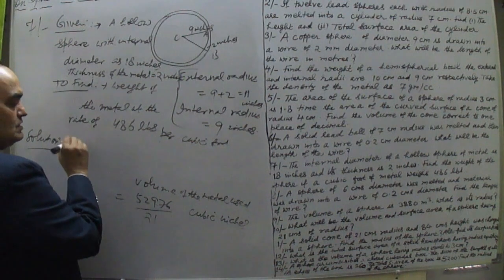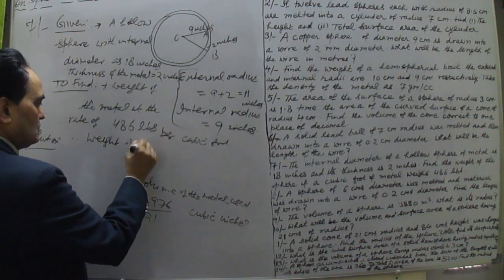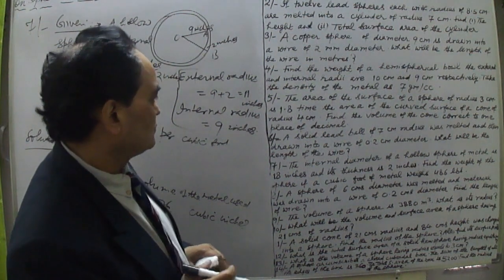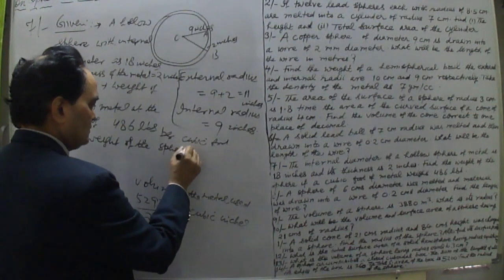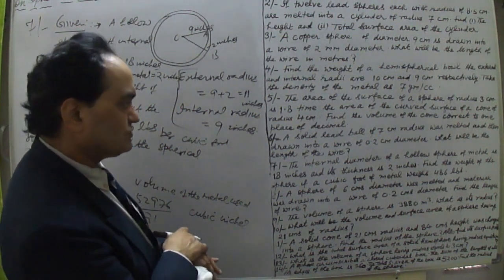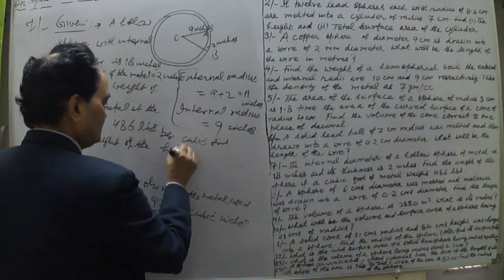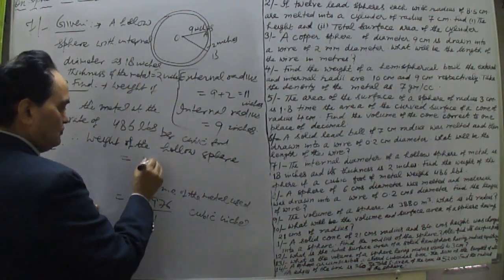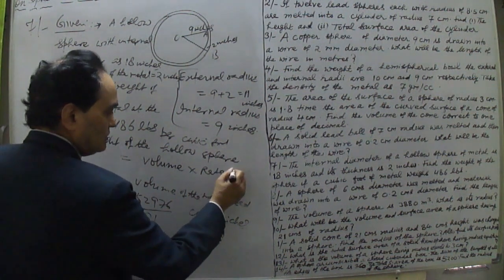Now let us take weight. Therefore, weight of the metal used, or weight of the spherical ball. Internal diameter of the hollow sphere, this is a hollow sphere. So weight of the hollow sphere is equal to volume of the sphere into the rate of weight.